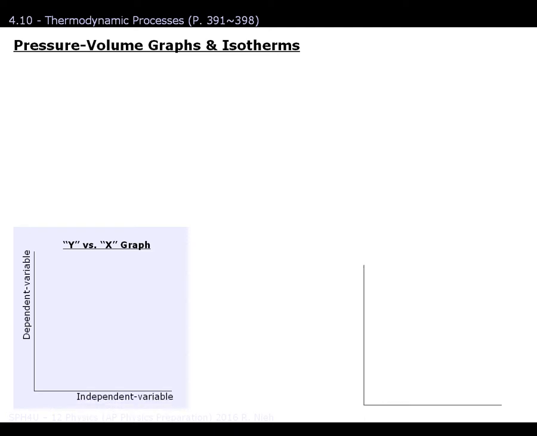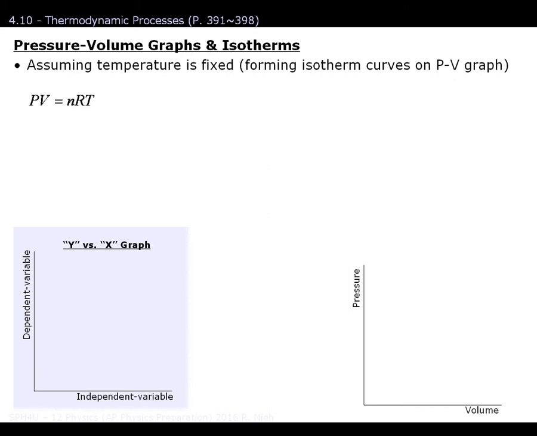So when we're trying to plot out a pressure-volume graph, pressure is the dependent variable, and volume is the independent variable. Now, if we assume that temperature is fixed as well as the quantity of molecules remain the same, if we isolate for P, we find out that pressure and volume are inversely correlated. In other words, as volume increases, pressure decreases. So when we plot the graph, it should look something like this.